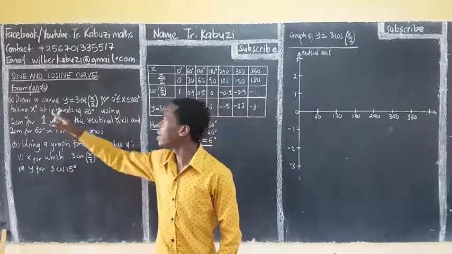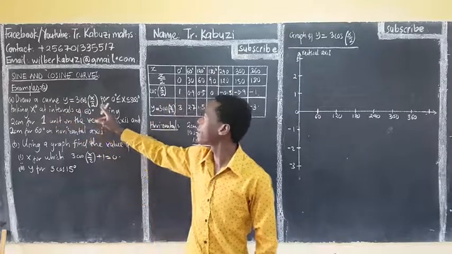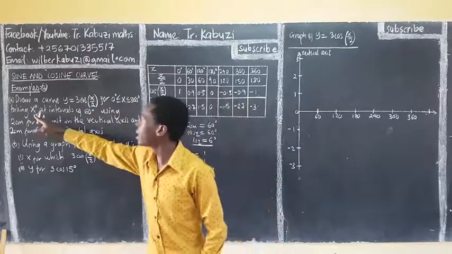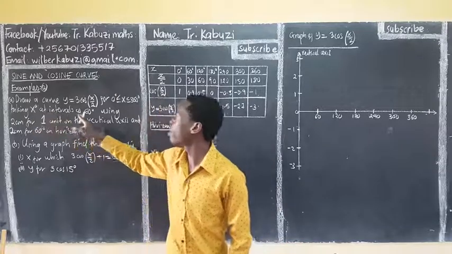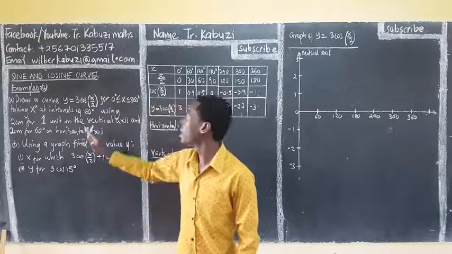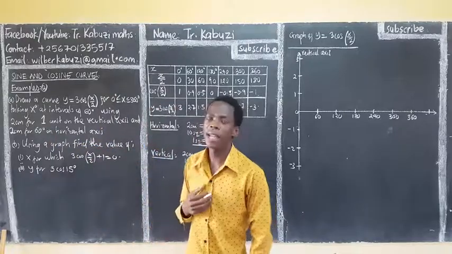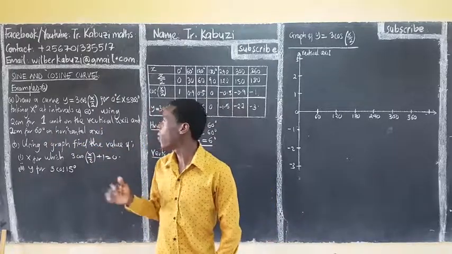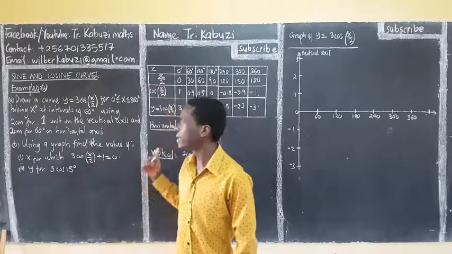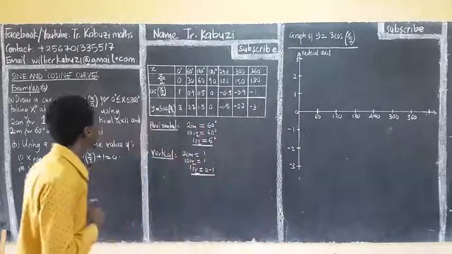So the question here is, draw a curve y equals this for 0 degrees less than x less than 360 degrees, taking x at intervals of 60 degrees, using 2 centimeters for 1 unit on the vertical and 2 centimeters for 60 degrees on the horizontal axis. Then we are going to see these questions, but let us first focus on the approach.